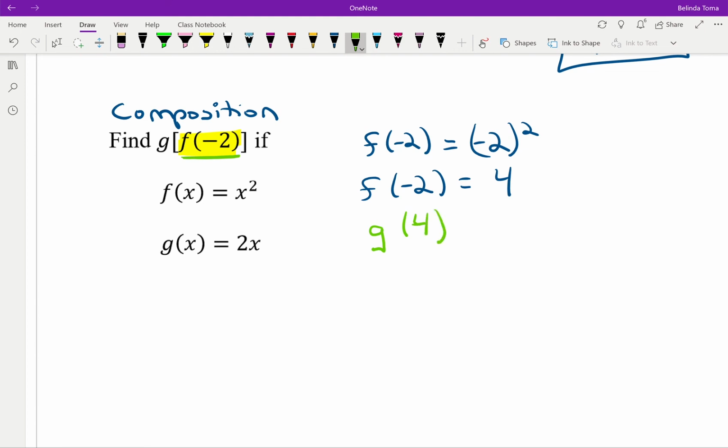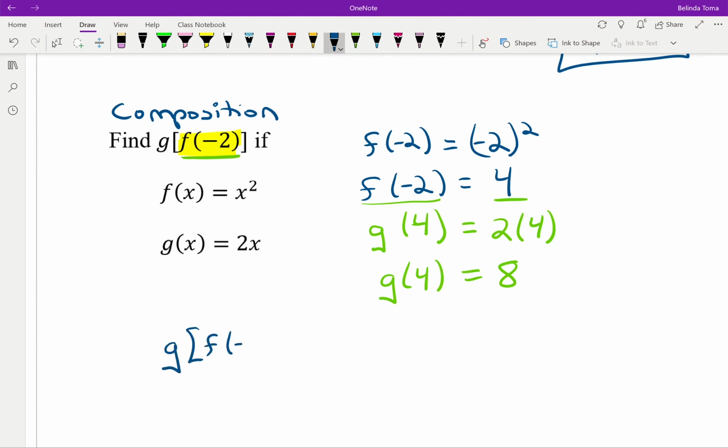into the next function, which is the g function. So again, if you look and we're replacing f of -2 with this value of 4 because it's equal to f of -2, and then we're putting it into the g function. Well, the g function tells us that we're going to take our input and multiply it by 2. So we've got 2 times our new input of 4, so g of 4 is equal to 8. So our final answer here is g of f of -2 is equal to 8.